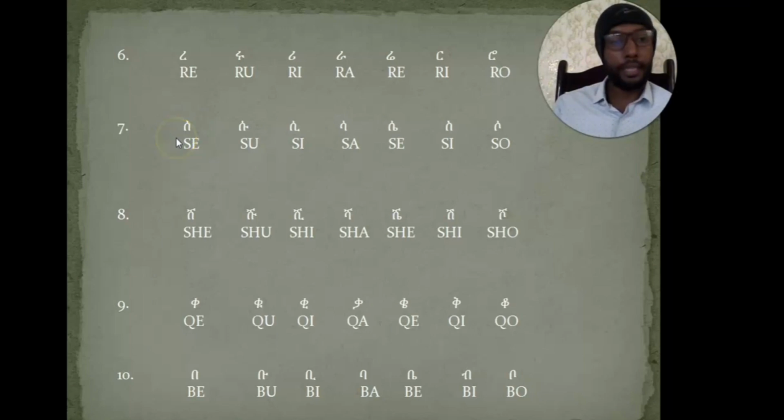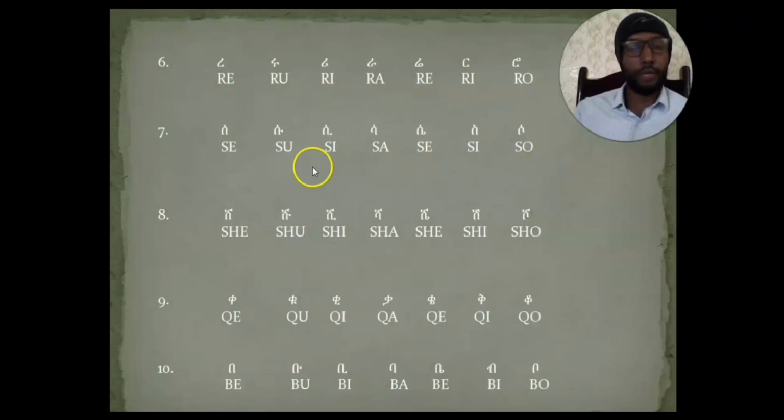So number 7, basic Amharic alphabet is called Sa, and the subgroups under basic alphabet Sa are Su, Si, Sa, Se, Si, and the last one So. So number 7, basic Amharic alphabet is called Sa, and its subgroups are Su, Si, Sa, Se, Si, and So.